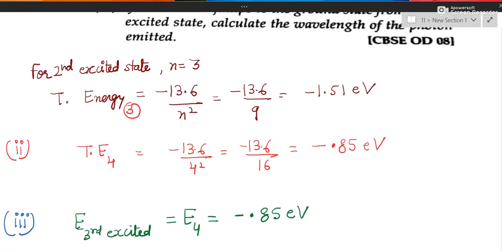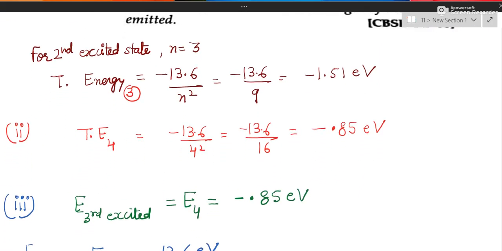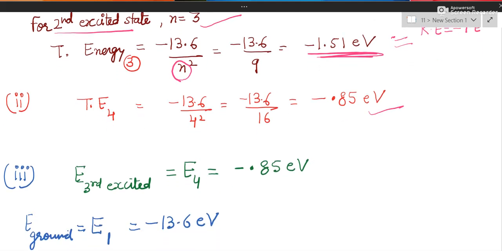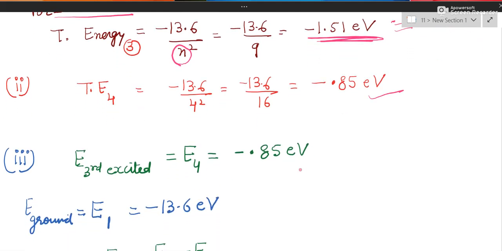See, I have solved it here. You can see for the second excited state n is 3. This is the first part, so I have substituted 3 here and found the energy. This is my total energy in the second excited state. Now to find the kinetic energy, I will take the negative of this. Kinetic energy will be the negative of total energy. Similarly, this is the second part. Here potential energy is asked, so you know it's double of the total energy. And now let us see the third part.